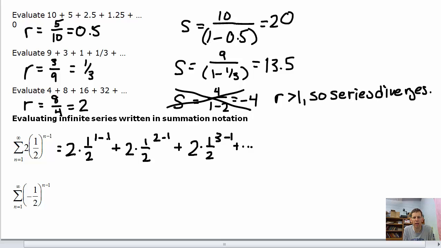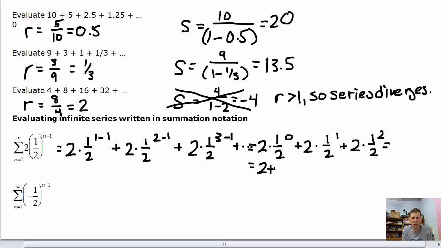Now when I crunch this out, my exponent here is 0. So this is like 2 times 1/2 to the 0 power. And my second term is 2 times 1/2 to the first power, and my other term is 2 times 1/2 to the second power. 1/2 to the 0 power is equal to 1, times 2 is 2. So my first term here is actually equal to 2. I should have done a little equal sign. My second term is 2 times 1/2, that's equal to 1. My third term is 2 times 1/2 squared. 1/2 squared is 1/4. 1/4 times 2 is 1/2.